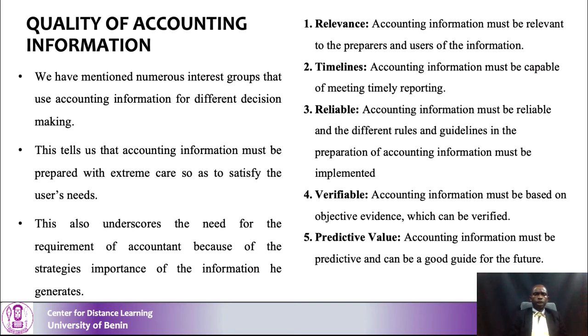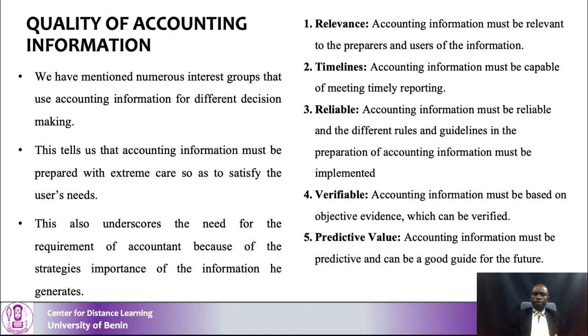The next subsection we have to look at is the quality of accounting information. For accounting information to achieve its aim or purpose, it must be relevant, it must be timely, it must be reliable, it must be verifiable, and it must possess predictive value. Now, for accounting information to be relevant, the preparer and users of the information must see that the information has good use or value to them. That is relevant.